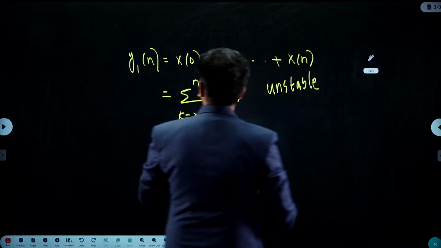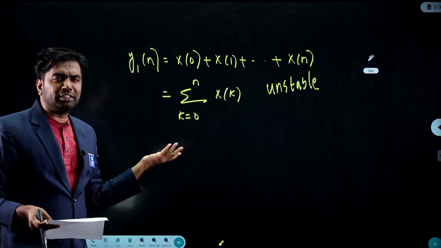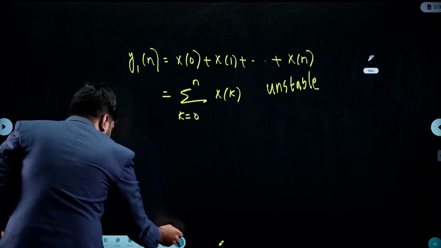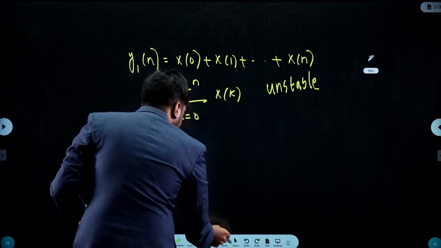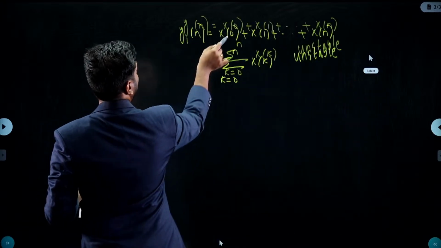So it's an unstable system, and most of you already know, by the time I write the accumulation, by the time I write the summation expression, by that itself you can say that it's an unstable system. So this was one of the question. There is another part in this, so let us look at that. This is very simple, and the second part is even interesting.